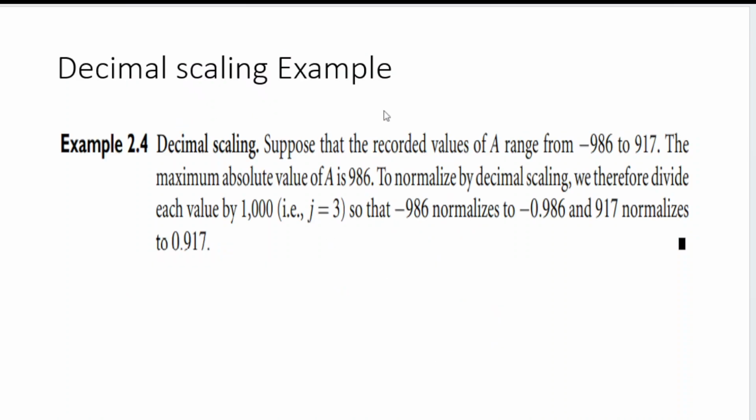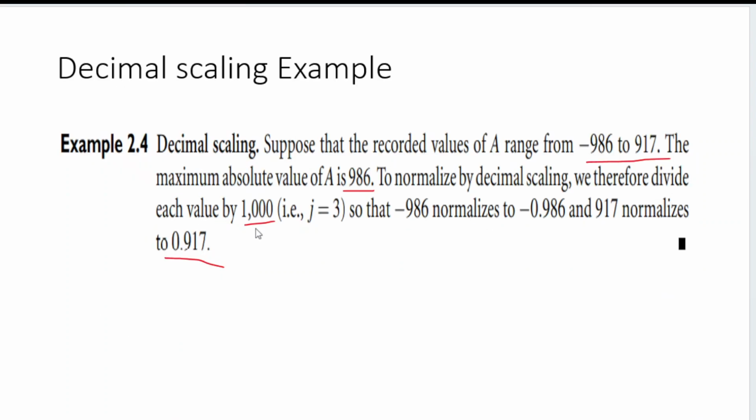We will see one example about the decimal scaling of the normalization here. Suppose I am having the range of values from minus 986 to 917. The maximum absolute value of A is 986. To normalize by decimal scaling, we therefore divide each and every value by 1000, so that minus 986 will be normalized to minus 0.986 and 917 will be normalized to 0.917. So based upon the given values only, I will decide whether to divide by 100 or 1000 or 10,000, like that.